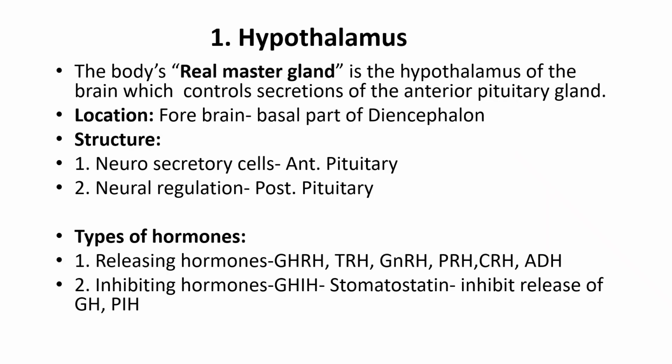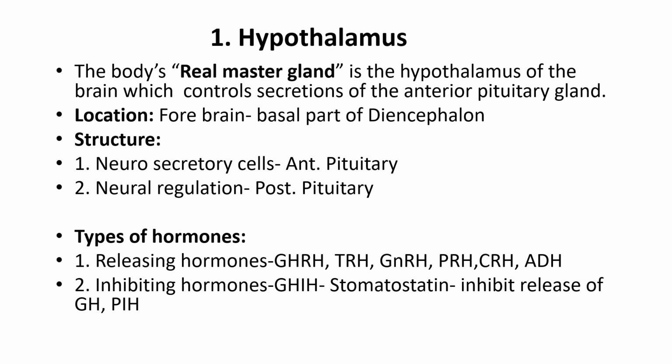Now we will see all the glands in detail. So first is the hypothalamus. It is the real master gland. It controls the secretion of the anterior pituitary gland. That is why it is called the real master gland. It is located in the forebrain, that is the basal part of the diencephalon. The structure is, it has neurosecretory cells related to the anterior pituitary gland and neural regulation related to the posterior pituitary gland. The hormones secreted by the hypothalamus are of two types, releasing hormones and inhibiting hormones.